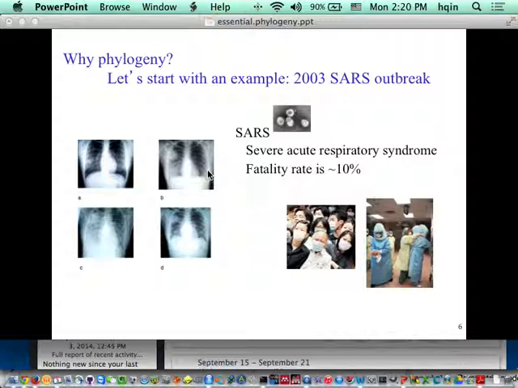Sooner or later I should use another example for Ebola, but this is still based on SARS. I don't have the data for Ebola yet, but in 2003, there was a SARS outbreak in the Far East. That's basically Hong Kong. So that's for the SARS viruses.